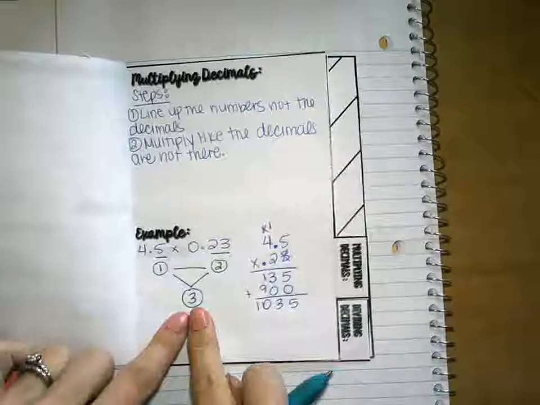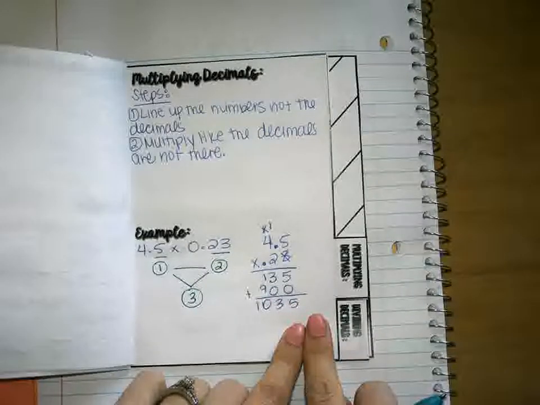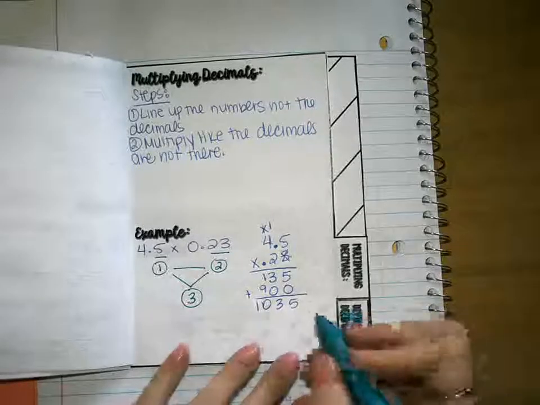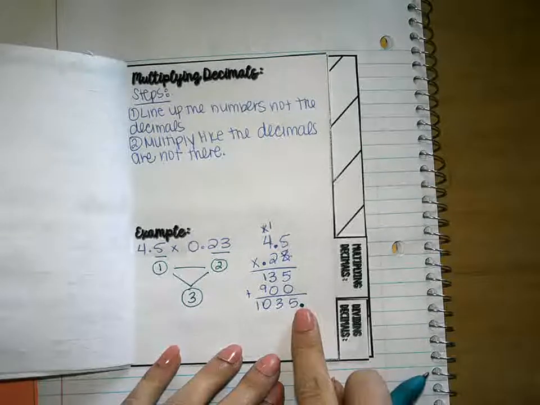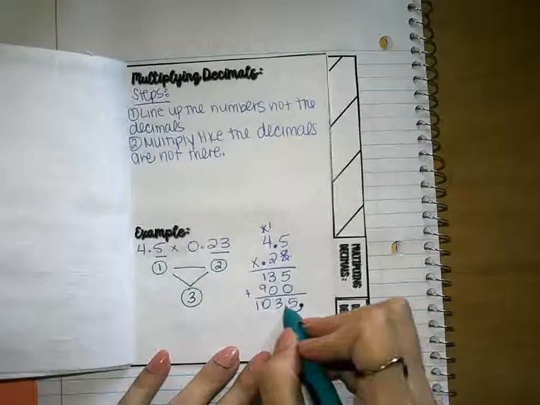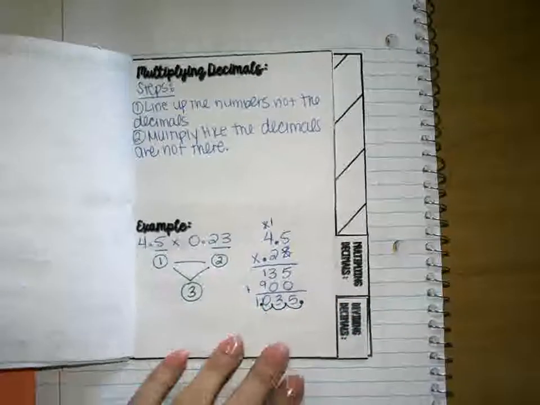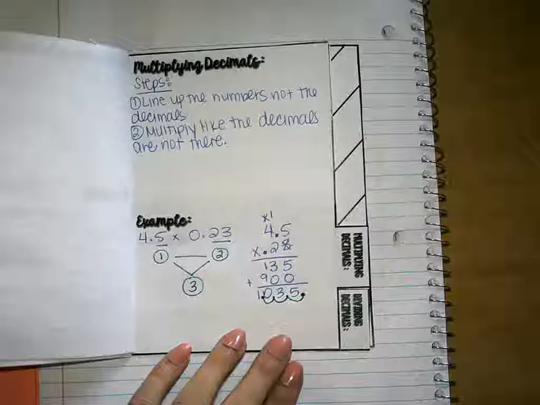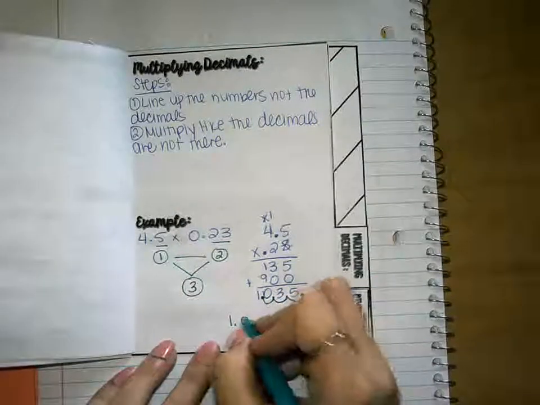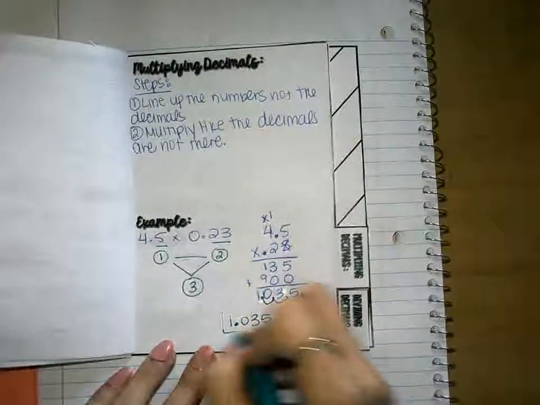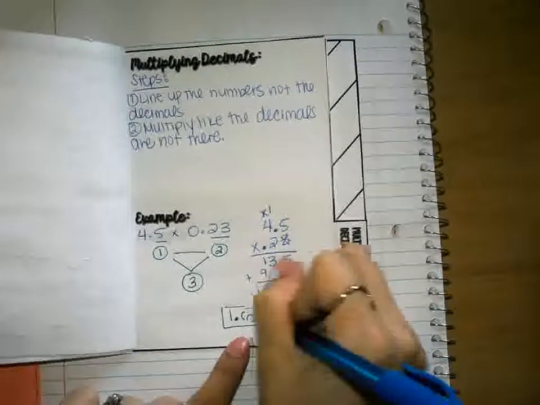So how many numbers do I have to have behind my decimal in my answer? 3. So I start at the back, because there's my decimal point, and I want 3 numbers behind it. So it goes, that's 1 number, that's 2 numbers, that's 3 numbers. So my answer is what? 1.035. Because I have 3 numbers behind my decimal.